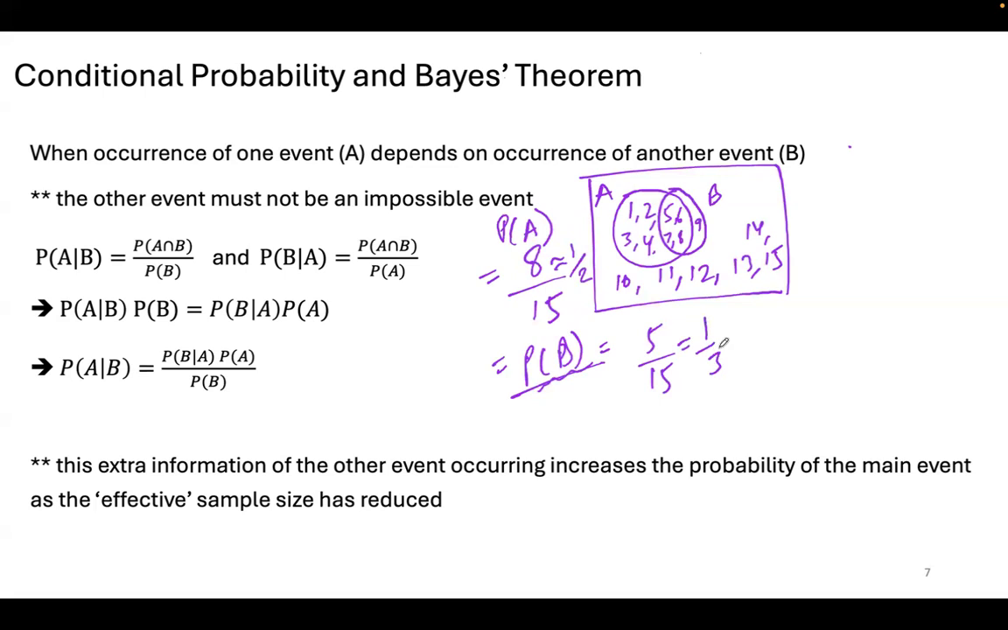Now, if I tell you that B has occurred, you already know that you are dealing with numbers 5, 6, 7, 8, or 9. Now I'm asking you, what is the probability of A given that B has occurred?